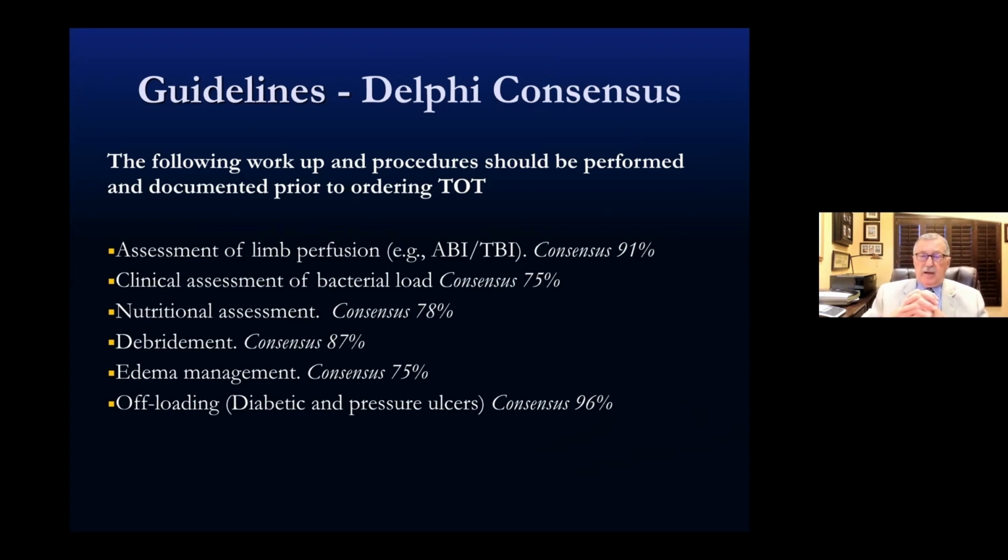Clinical assessment of bacterial load, the consensus of 75%. Nutritional assessment, consensus of 78%. Debridement, again, I mentioned the study that showed the benefit of debridement. 87% of the experts agreed. Edema management, 75%, and offloading, both in the diabetic and pressure ulcers, with a consensus of 96%.